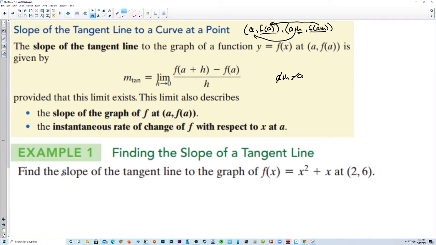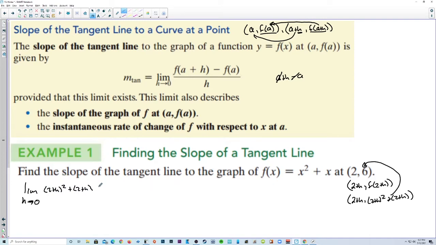Now let's take an actual example here. Find the slope of the tangent line to the graph of f of x equals x squared plus x at the point 2, 6. All right, we're going to take the limit as h approaches 0 of, well, if the point is 2, 6, then a point very close would be 2 plus h comma f of 2 plus h. But we have a function, so it's 2 plus h, and then 2 plus h squared plus 2 plus h. So now if we take y2 minus y1, we get 2 plus h squared plus 2 plus h. So that's plugging 2 plus h in for the x's. Minus 6, there's f of 2, over h.